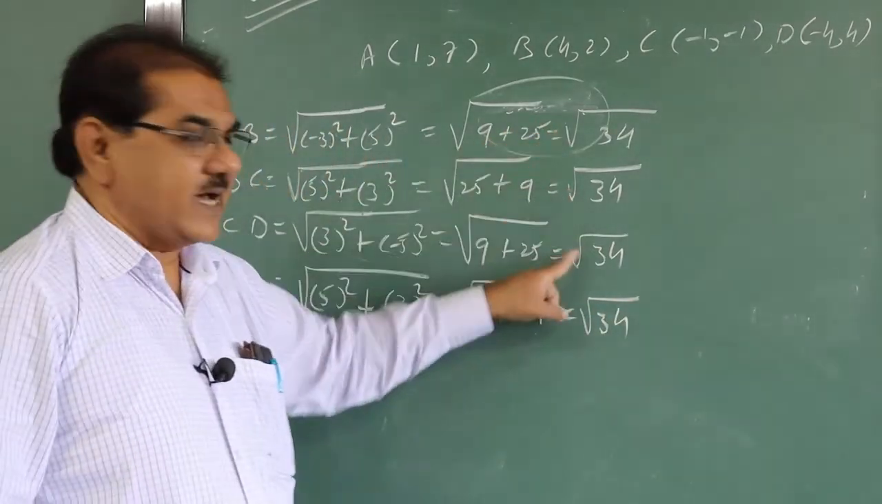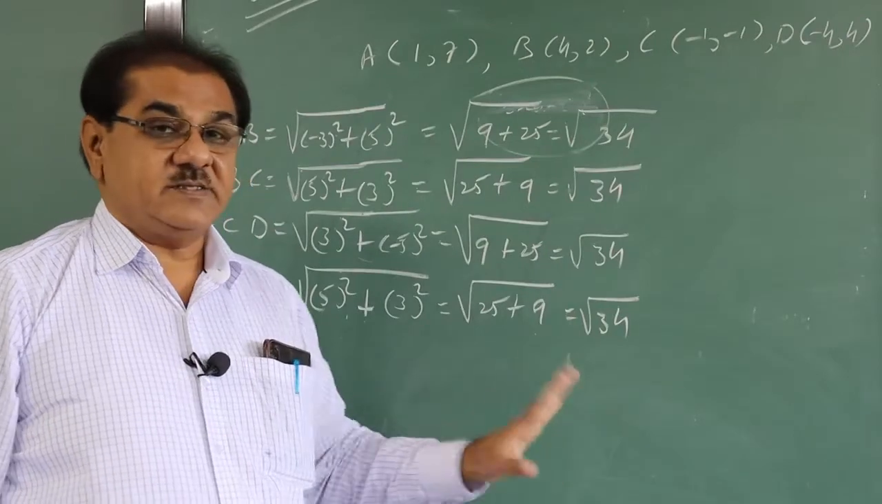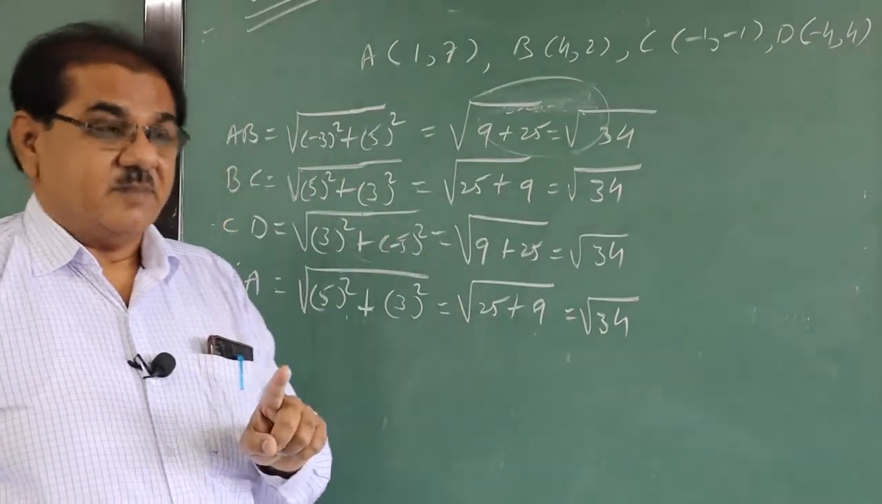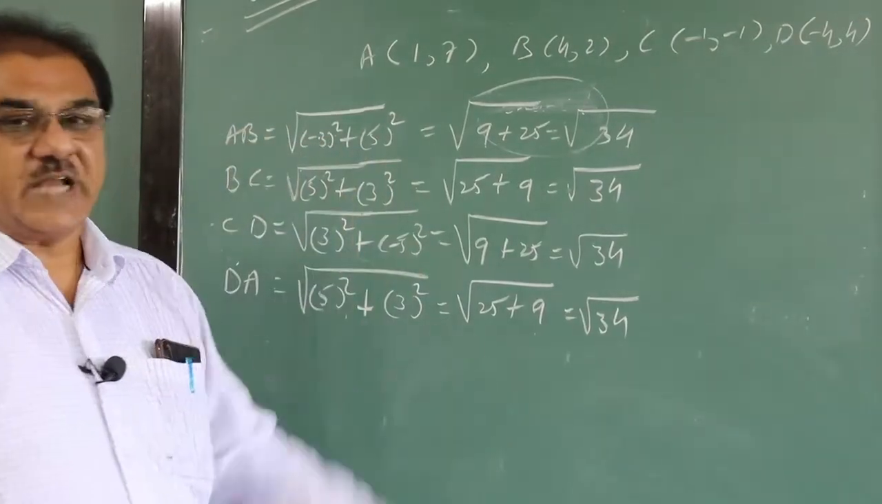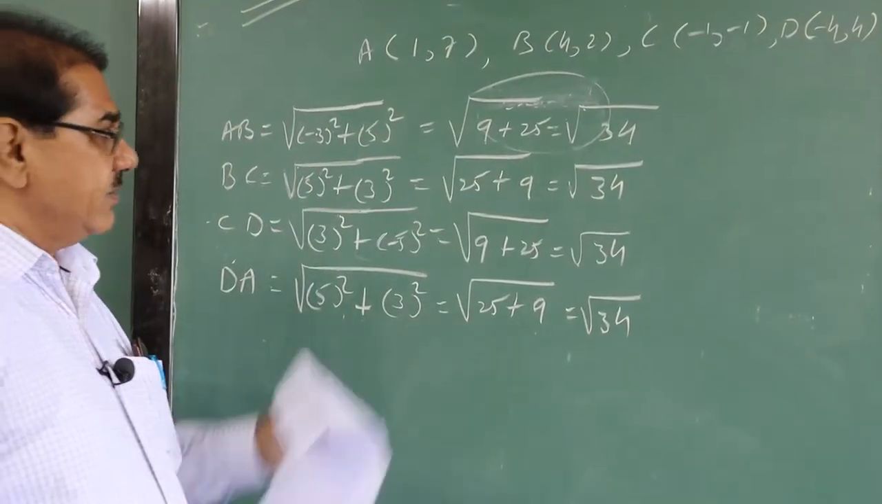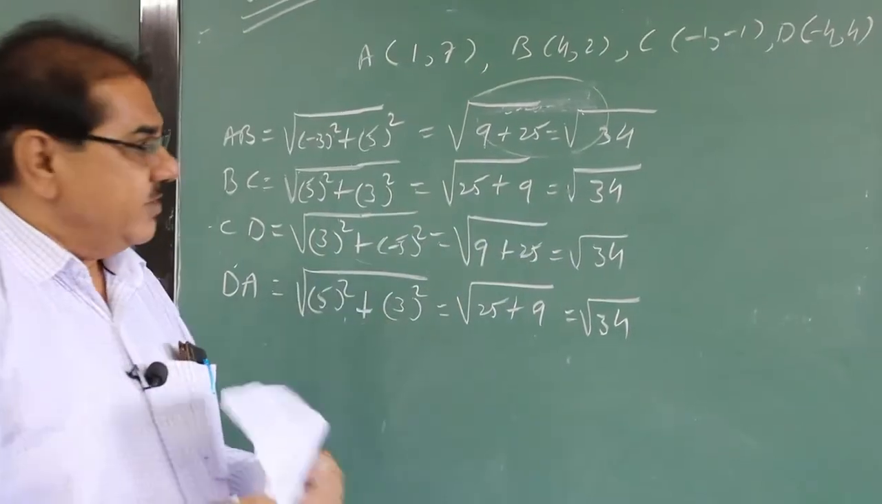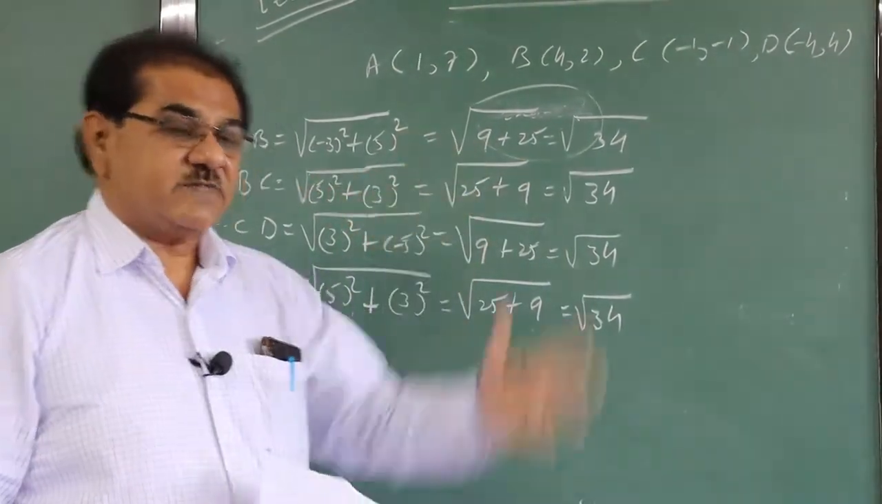All the 4 sides have the same length. That means it can be a square, but it can be a rhombus also, as you have known the special types of quadrilateral. But we want to check whether it is a square or not. For a square, what will you do?